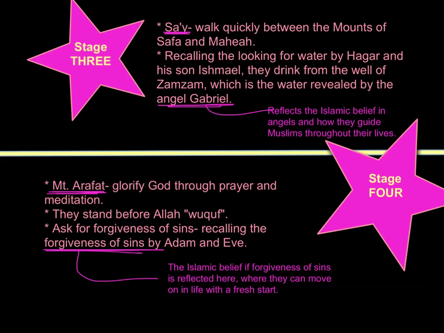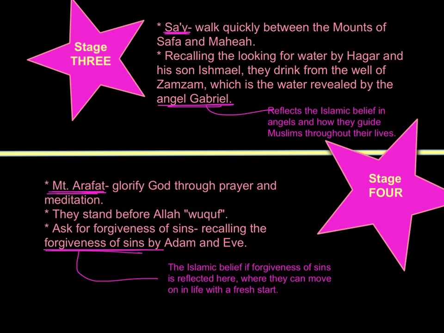The third stage of the Hajj, Sa'i, requires an adherent to walk quickly between the mounts of Safa and Marwa, recalling the looking for water by Hagar and his son Ishmael. They drink from the well of Zamzam, which is the water revealed by the angel Gabriel. This reflects the Islamic belief of angels and how they guide Muslims throughout their lives.